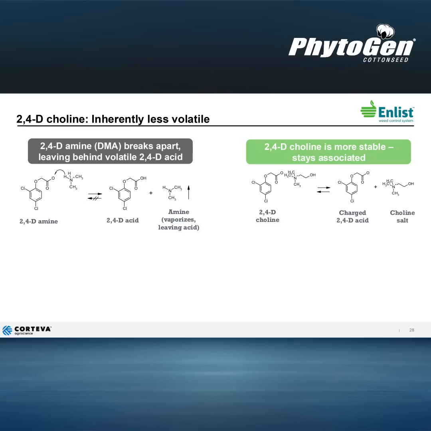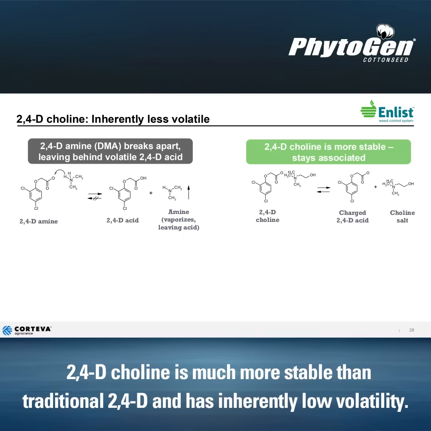environment. And so next, when looking at the chemical structure of 2,4-D choline, there's now a negative charge on that 2,4-D acid and a positive charge on the 2,4-D choline salt structure. This opposite charge allows the acid and the salt to stay together, and they do not have the propensity to break apart, whether that's on the soil surface, on the leaf, or in the sprayer tank. The 2,4-D choline molecule is much more stable than traditional 2,4-D salt formulations, which gives it an inherent lower volatility.